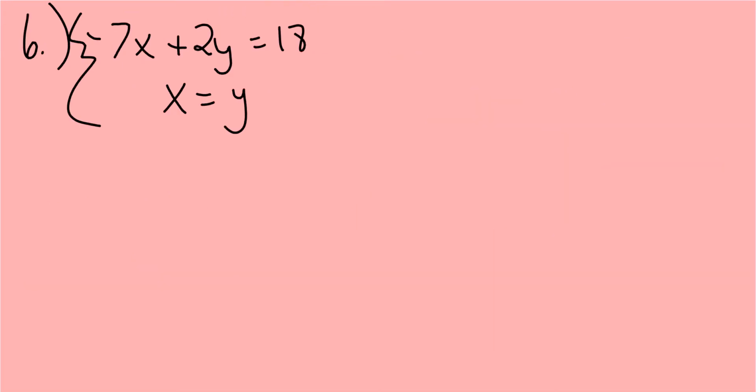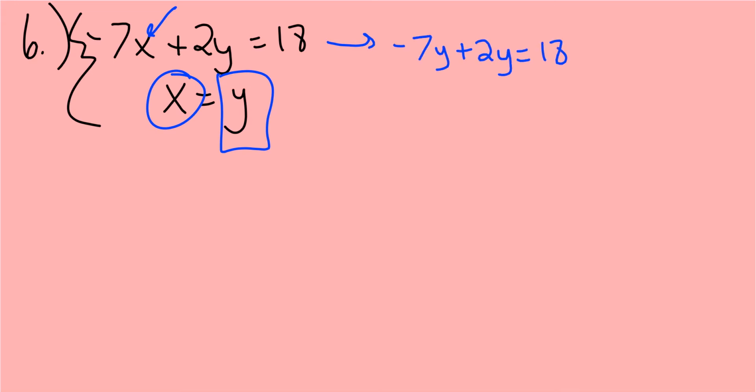All right. So number 6, it doesn't matter whether you pick the top or the bottom x or the bottom y. I'm going to pick the bottom x, which means y is going to go in for x. So this is going to become negative 7y plus 2y equals 18. I combine like terms, I get negative 5y equals 18. I divide both sides by 5, or negative 5.